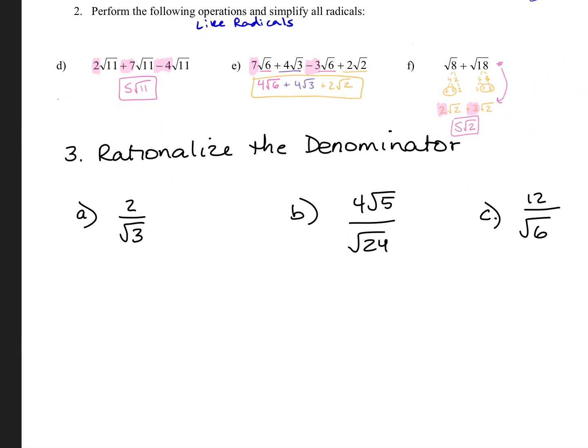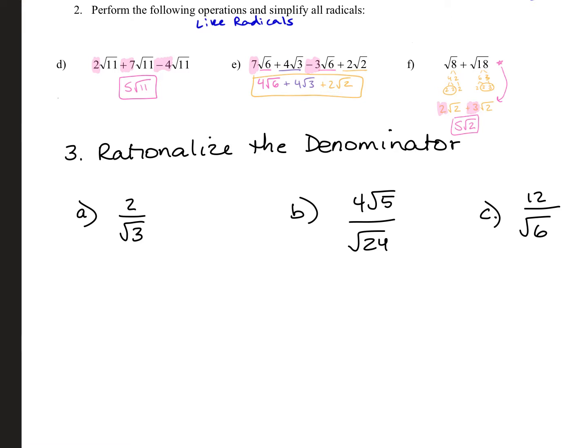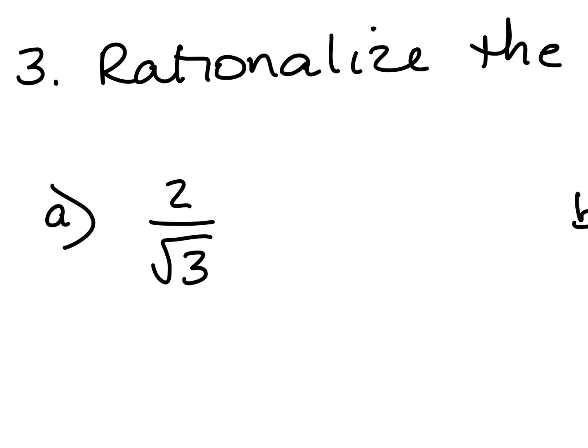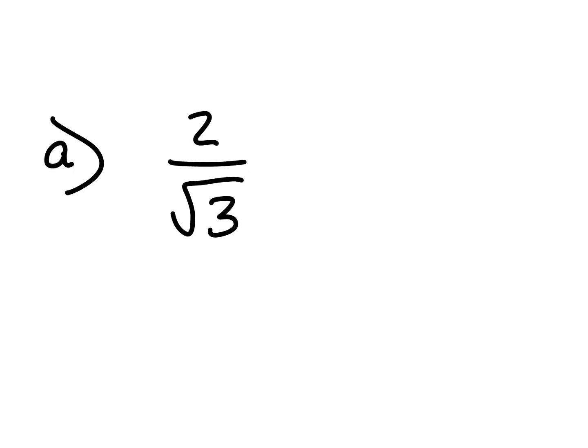All right, for number 3, we want to rationalize the denominator. So remember, when we rationalize the denominator, we take whatever radical is in the denominator, and we multiply that same radical to the top and the bottom. So what's my radical in the denominator for A? Square root 3. So I'm going to multiply square root 3 times the top and the bottom. What is 2 times square root 3? 2 square root 3. Awesome. We cannot multiply the whole number outside with the radical inside. So it just stays as 2 square root 3.